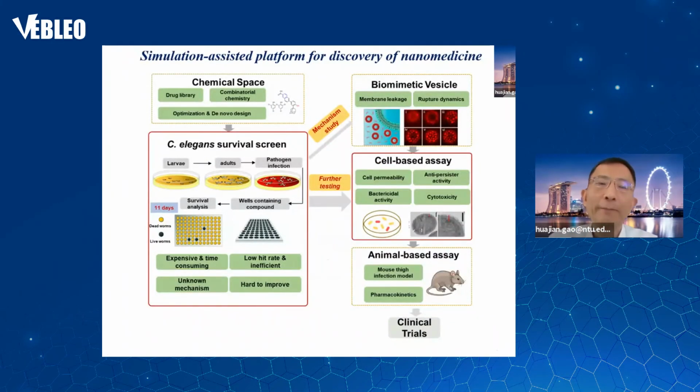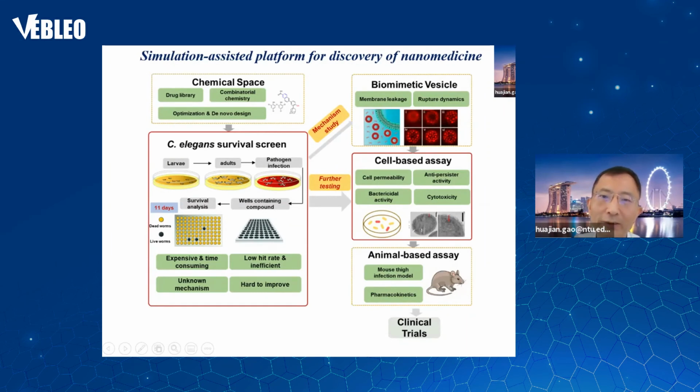Right. So over the long run, we aim to develop a simulation-assisted platform for nanomedicine discovery. Current platforms for discovery are based on screening of chemical space, right? You establish a big drug library through combinatorial chemistry. You basically synthesize a large number of compounds, then you test them using C. elegans, the worm, right? The C. elegans survival screen. You grow these worms from larvae to adults. Then you put them in many of these wells.